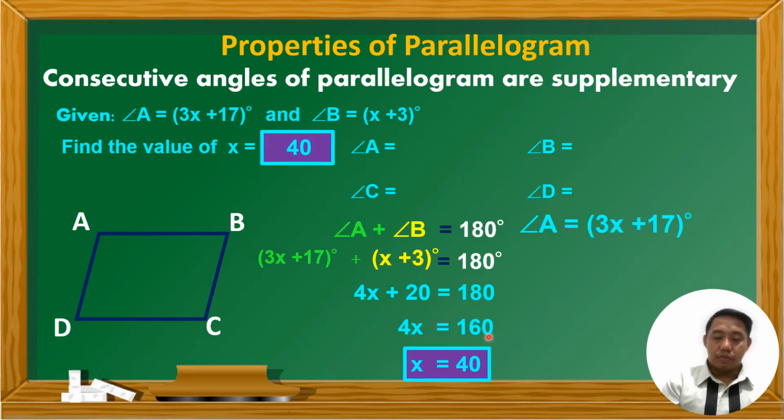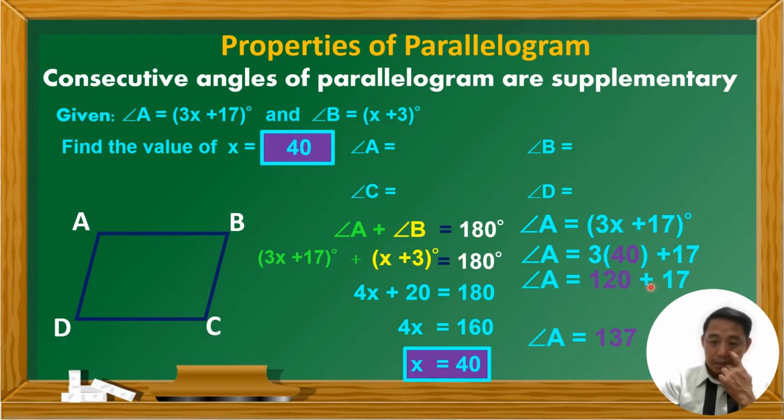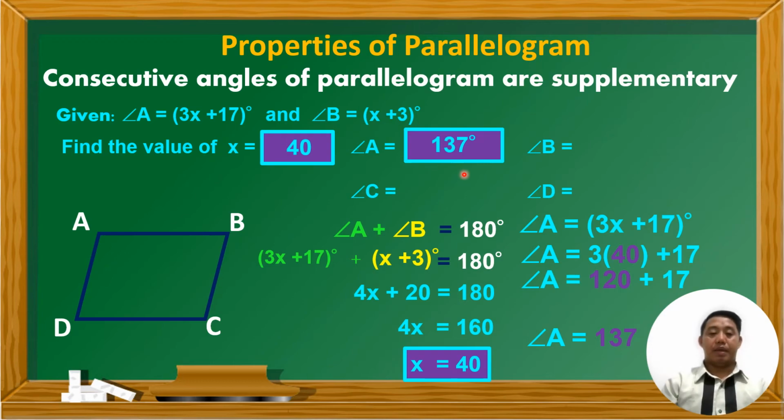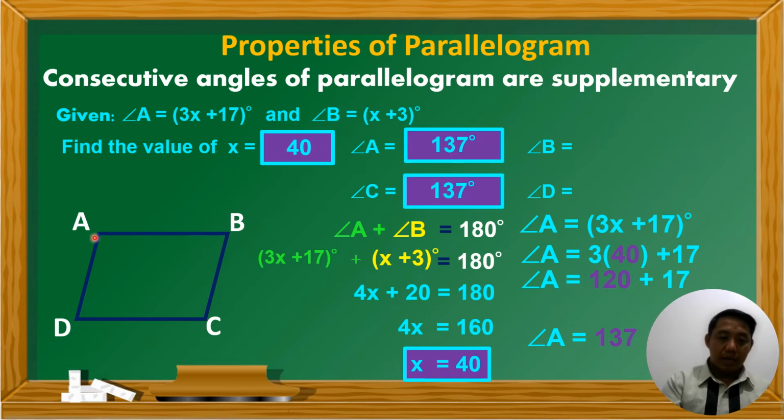Angle A is equal to 3x plus 17. Substitute the value of x here. So we have 40. Ito na po yung nakuha natin. So 3 times 40, 120 plus 17 is 137. Therefore, angle A is 137 degrees. So meron na tayo. Ibig sabihin, angle A, 137, opposite, 137.